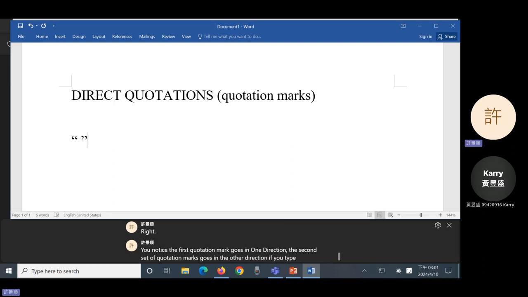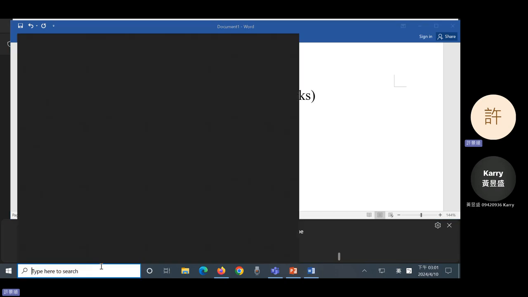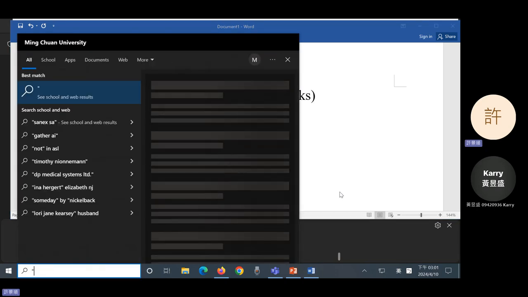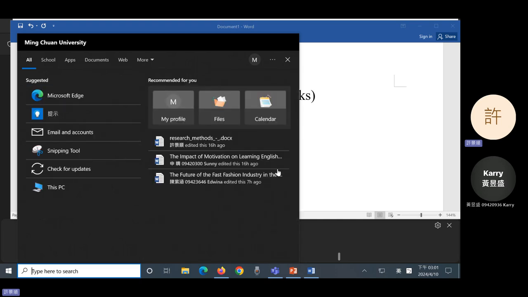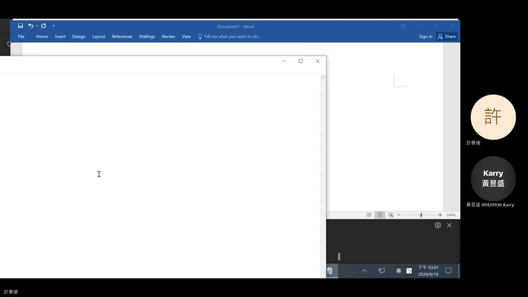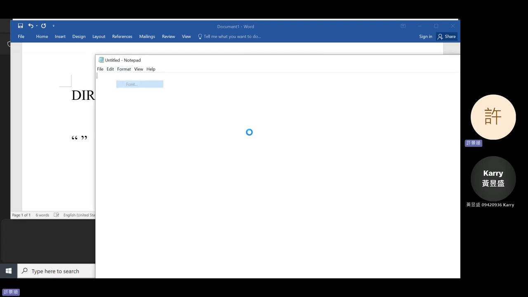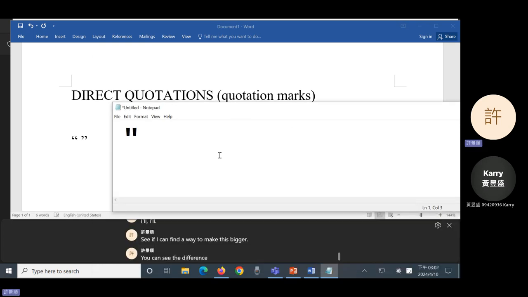If you type on your phone, the quotation marks will probably be straight. Let's see if we can get a straight quotation mark. Like that. Can you see this? Sorry. Okay. I'll see if I can find a way to make this bigger. You can see the difference, right? On the Word file, these are in different directions. In the Notepad file, these are straight.